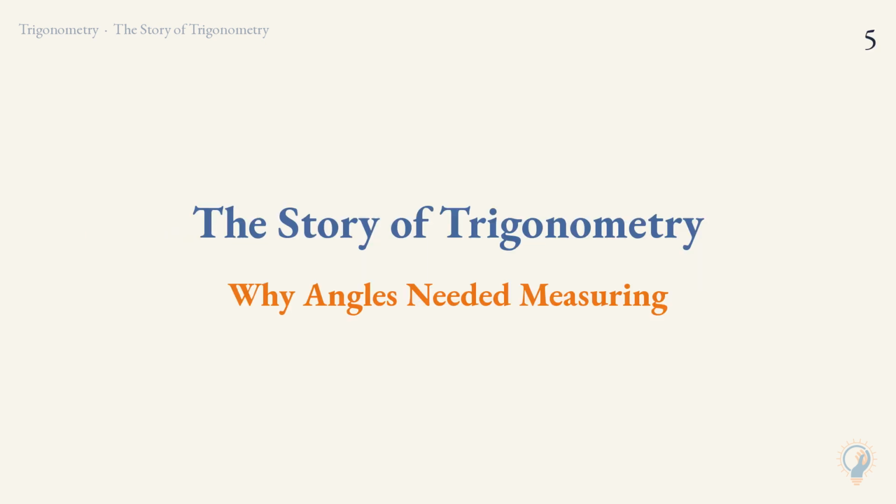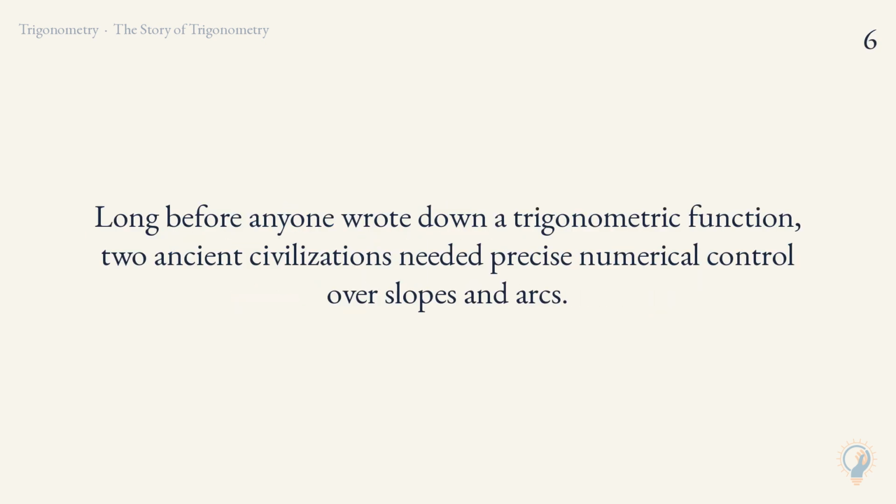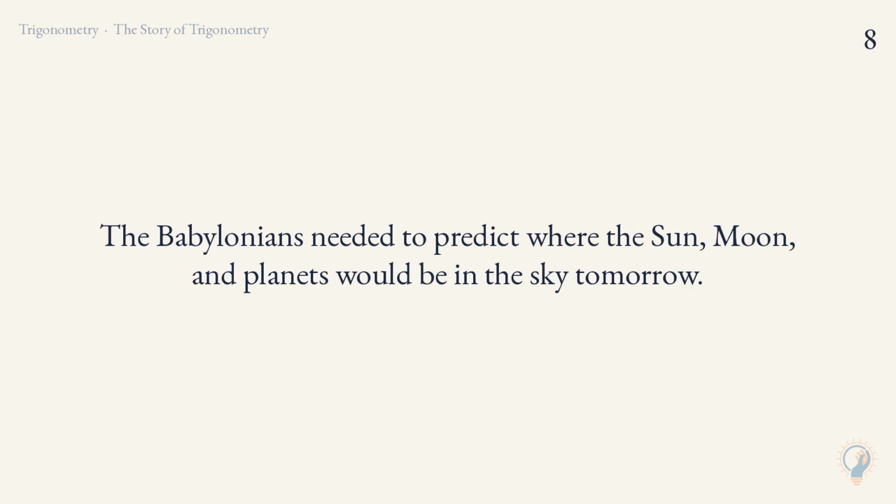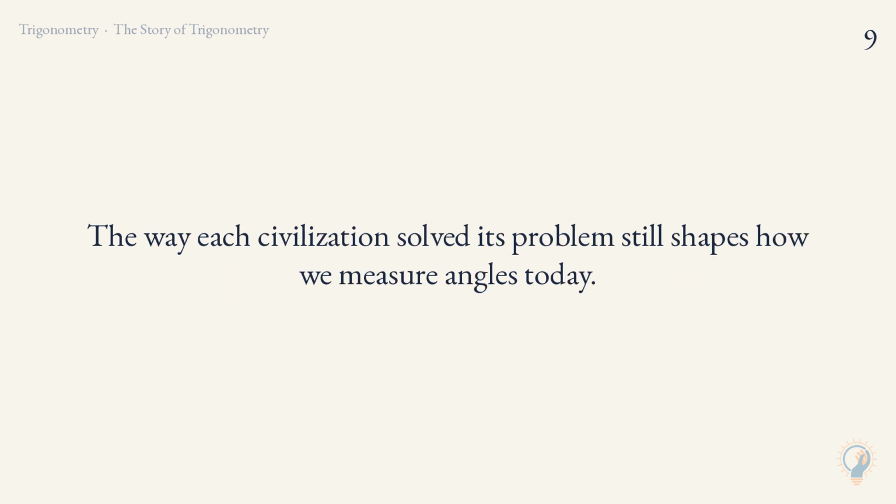Why angles needed measuring. Long before anyone wrote down a trigonometric function, 2 ancient civilizations needed precise numerical control over slopes and arcs. The Egyptians needed to keep the face of a rising pyramid at a consistent slope from one course of stone to the next. The Babylonians needed to predict where the sun, moon, and planets would be in the sky tomorrow. The way each civilization solved its problem still shapes how we measure angles today.